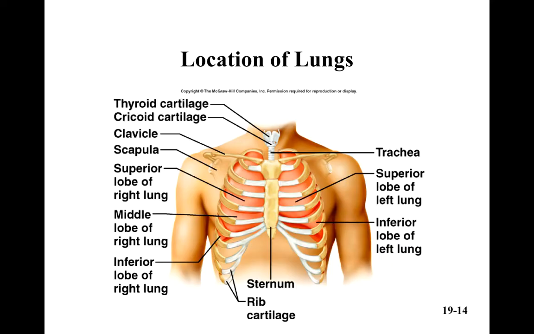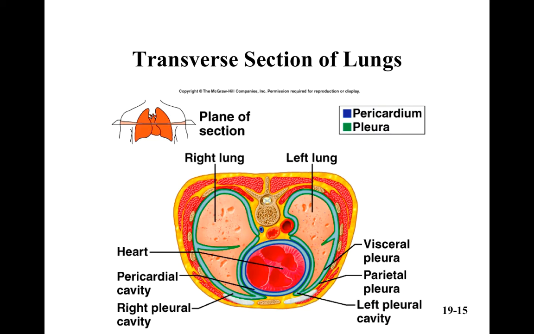Okay. The lungs are contained entirely within the thoracic cavity, and they sit on top of the diaphragm. That's just a transverse section of the lungs showing how the heart takes up some of that left lung area, and it shows the visceral pleura and the parietal pleura, how they line and surround the lungs in the thoracic cavity.